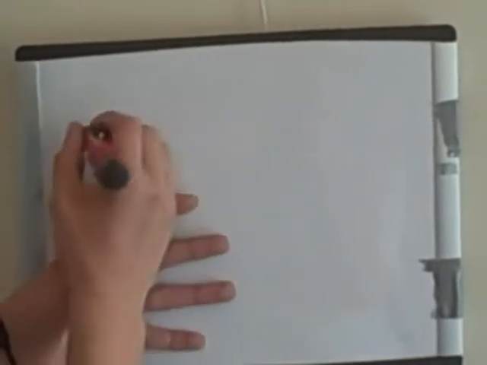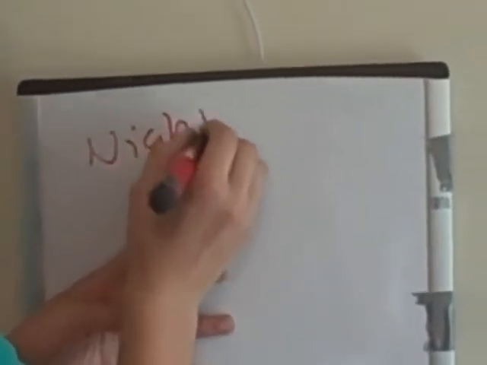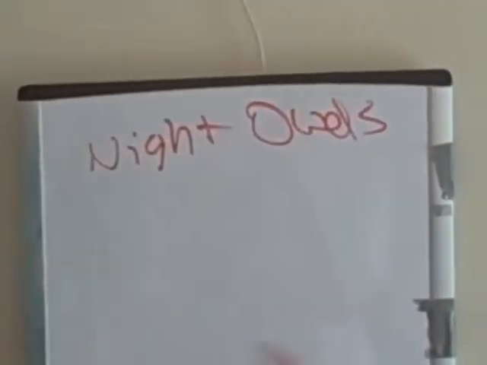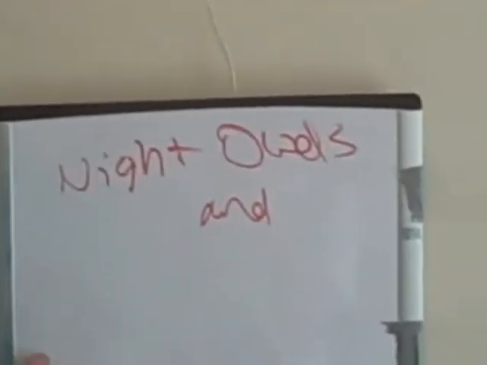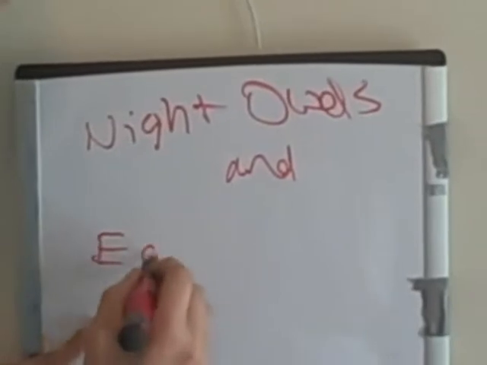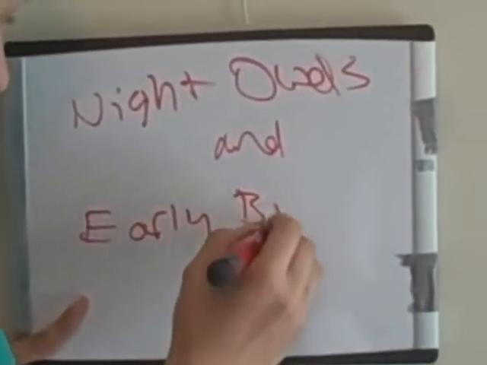In our problem, we have night owls, and owls doesn't have an E. Yeah, you misspelled owls, it has an E. Night owls and early birds. Misspelled owls for the win.